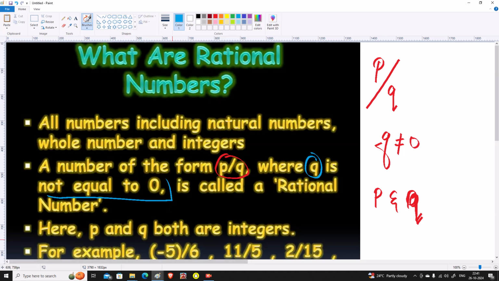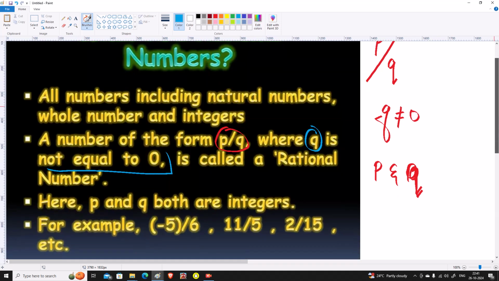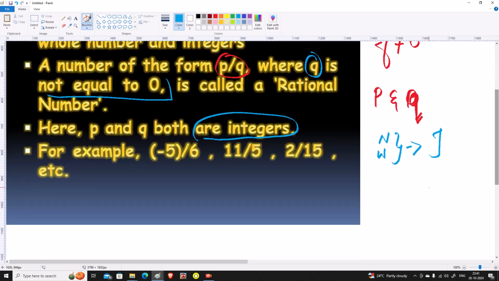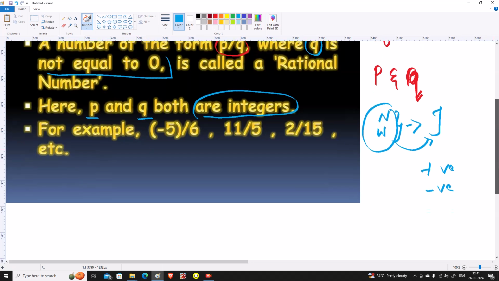So, we are checking whether it is in the lowest term or not, and then whether the denominator is equal to 0 or not. And then P and Q both are integers. Why didn't they mention the natural number or whole number? All natural numbers and whole numbers will be included in the integers. Integers include the negative numbers and the positive numbers, but natural numbers and whole numbers can be considered as integers. That's why here they have given P and Q both are integers.